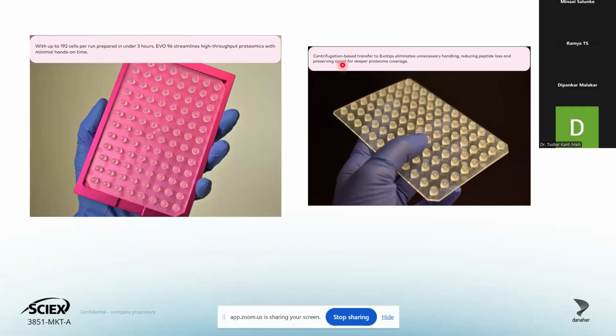And then centrifugation-based transfer is also important to Evotips, eliminates unnecessary handling. So we can do the centrifugation way. The process of centrifugation will help to transfer the sample to the Evotip. So that is one of the important things. This actually reduces the loss of the sample during sample handling, and preserves the signal for deeper proteome coverage.